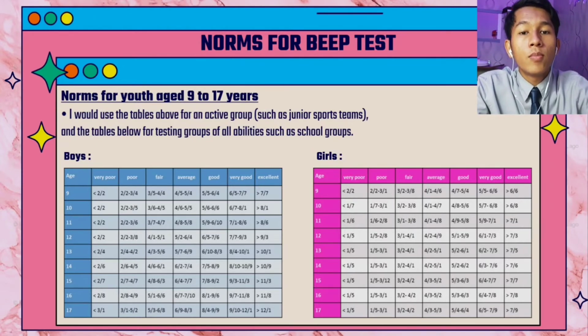This table provides a greater range of scores for children compared to the table above. Thus, for the corresponding age group, it is generally easier to rate higher. This highlights the differences between the sample groups. The table above can be used for an active group such as junior sport teams, and the tables below for testing groups of all abilities such as school groups.